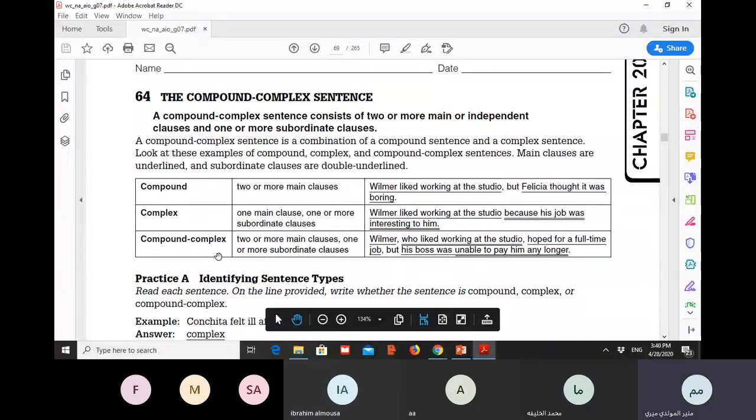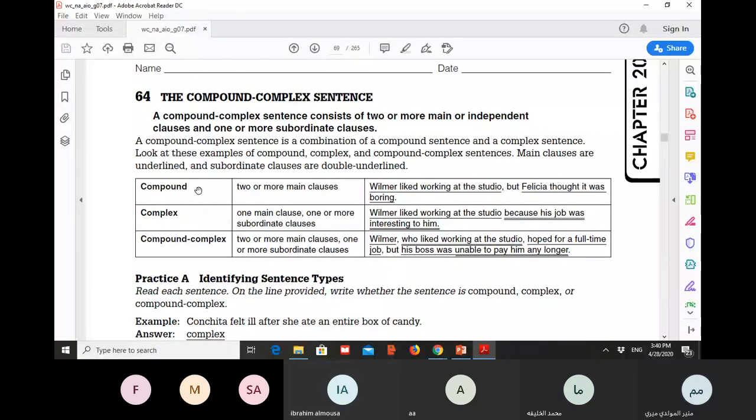For the compound complex, why is it called compound complex? Because it has a coordinating conjunction. When we talked about the compound sentence, like that first one, the compound sentence has two or more main clauses. We have at least two main clauses, and they are combined together using a coordinating conjunction and a comma, like this one, comma and but. Always, by the FANBOYS. In the compound sentence, you must find a word that belongs to the FANBOYS or a semicolon. Okay? Okay.